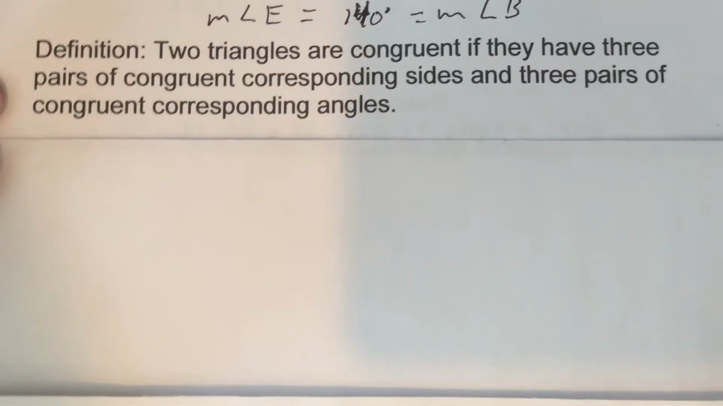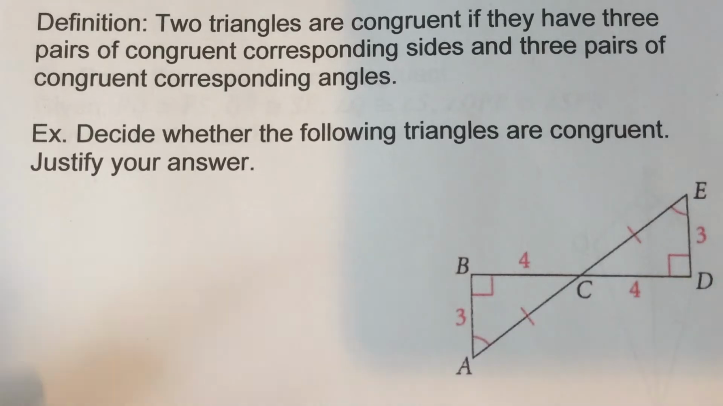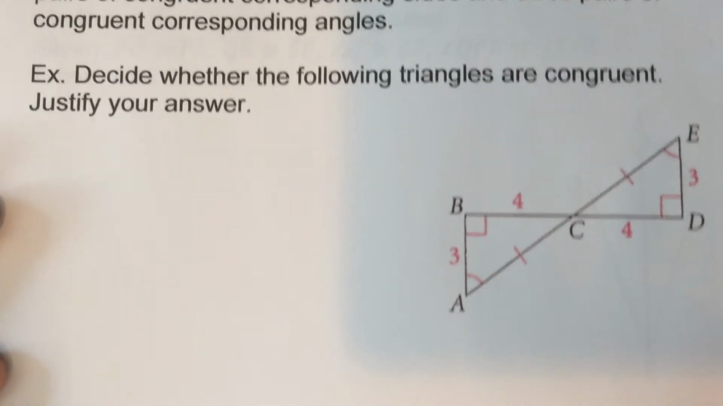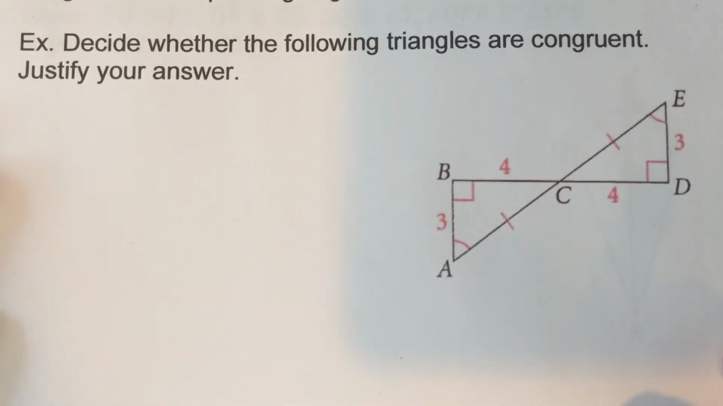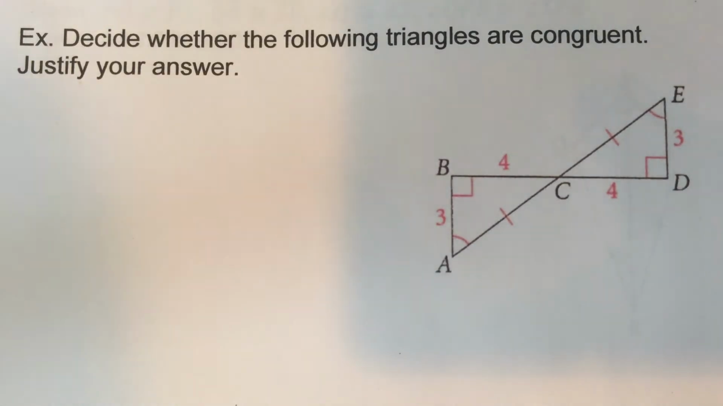Now, by definition, two triangles are congruent if they have 3 pairs of congruent corresponding sides. So the 3 sets of sides that match up have to be congruent each pair. We also have to have 3 pairs of congruent corresponding angles. So the angles that match up, those 3 sets, each set has to be congruent. So you're going to get shapes like this. So by definition, we have to have 3 sets of congruent sides. So we're going to look, do we have 3 sets of congruent sides?